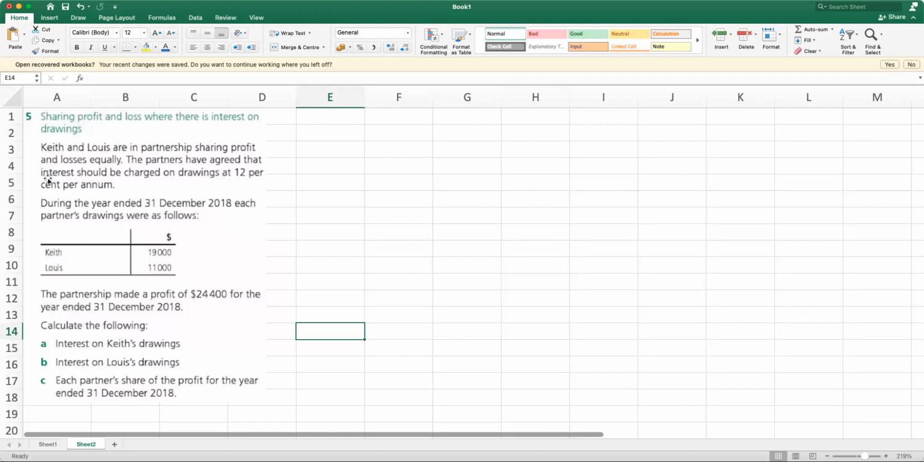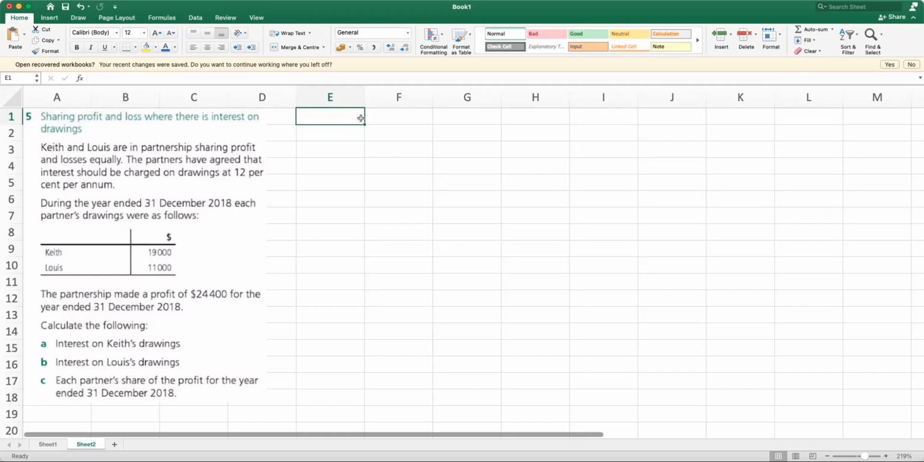interest on drawings. So it says here, Keith and Louis are in partnership, sharing profit and losses equally. Partners agreed that interest should be charged on drawings at 12% per annum. It means that if you have drawn out a certain amount, doesn't matter whether it's cash or purchases or inventory, or goods taken from the business for private use, that amount will be charged 12%. So to be fair to all partners, any form of drawings will be added into the profit as an additional sort of revenue for the business, or at the same time to discourage drawings.